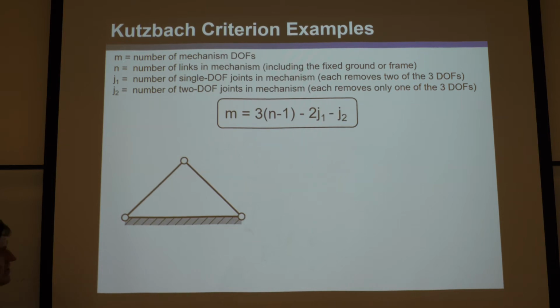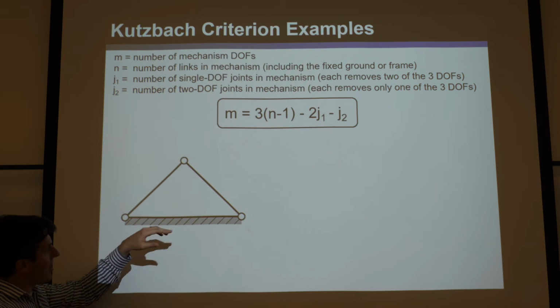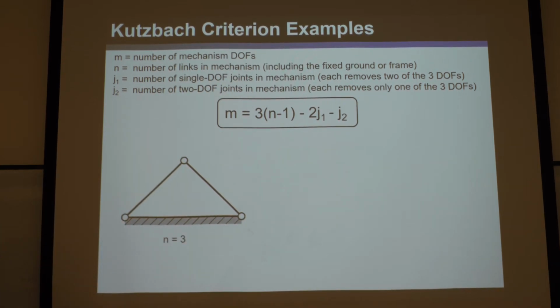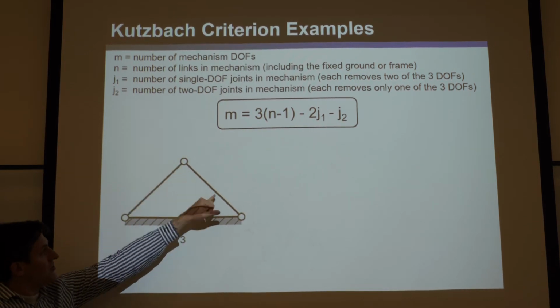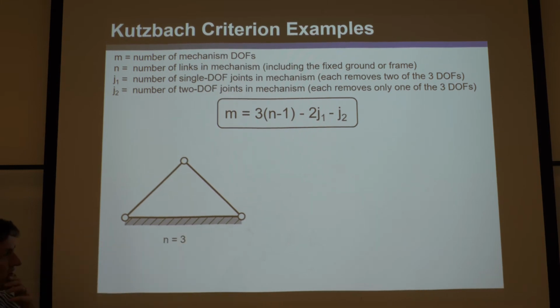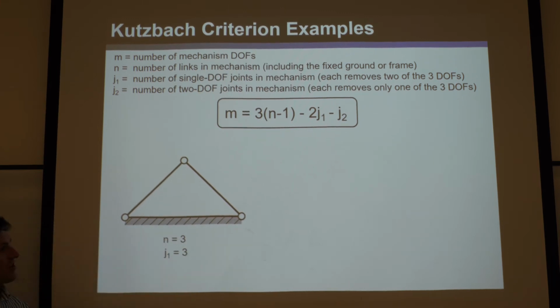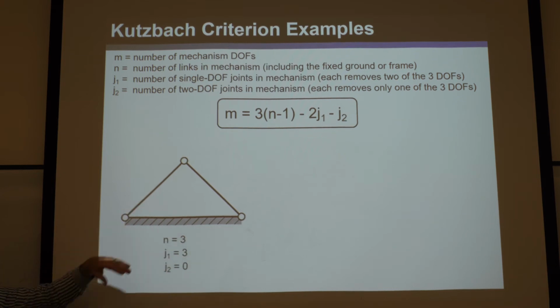Okay, so you ask, well, how many links are there here? Well, okay, and remember, include the ground. So there's 1, 2, 3 links. So n is 3. Okay. Well, how many J1 joints are there? How many 1 degree of freedom joints are there? Well, these are all revolute rotation joints. They only get 1 degree of freedom. It's a rotation. So there are 3 J1s. 1, 2, 3. Okay. How many J2s are there? There are 0 because there's no joint that can get 2 degrees of freedom.